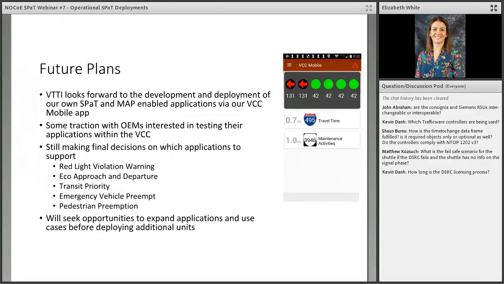As far as future plans, we're really looking forward to developing our own SPaT and map-enabled applications. We have interest in various applications, some of which are listed here, such as red light violation warning and eco approach and departure. All of these applications are things that we're planning on working on with VDOT in the future. And we also have some traction with OEMs who are interested in coming in and testing their applications in the VCC environment as well.